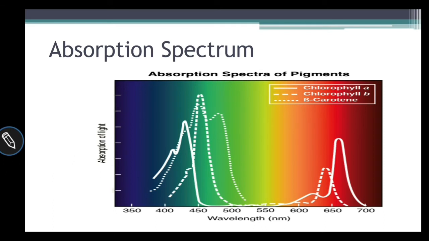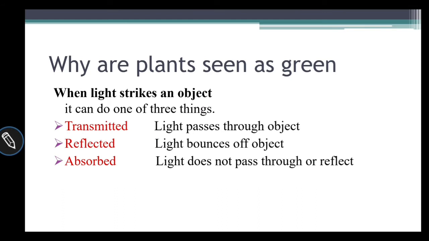So by this we can learn that these chlorophylls or these pigments absorb the wavelength at different particular ranges. And we may get a doubt: if they are absorbing the wavelength at 400 or 450 nanometers, near the violet or blue region or in the red region, why are the plants green in color? The reason is because of light. Light strikes an object and it can do one of three things, that is transmission, reflection and absorption.